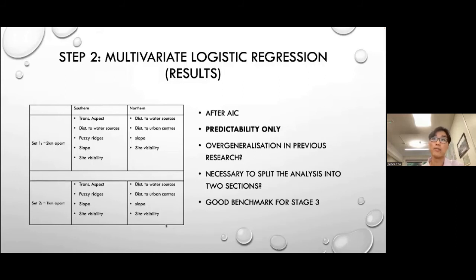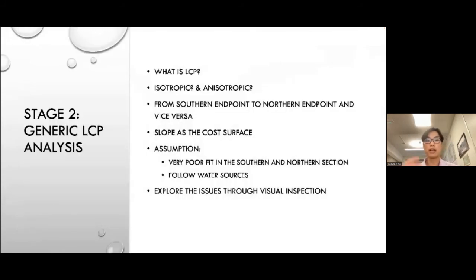And what I'm using it for, instead of predicting stuff, is to assess which of the covariates I should use for the later stage 3. So as you can see, there might be some overgeneralization in previous research about the characteristics of the road. We should separate the analysis, doing the southern section on its own and the northern section on its own. So after that, we move to stage 2.